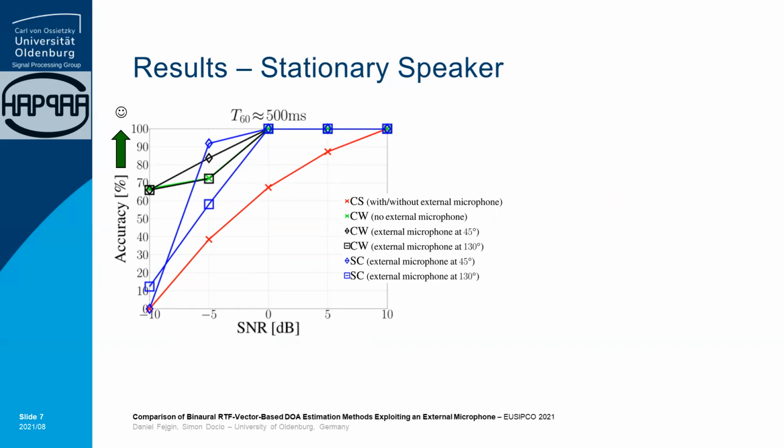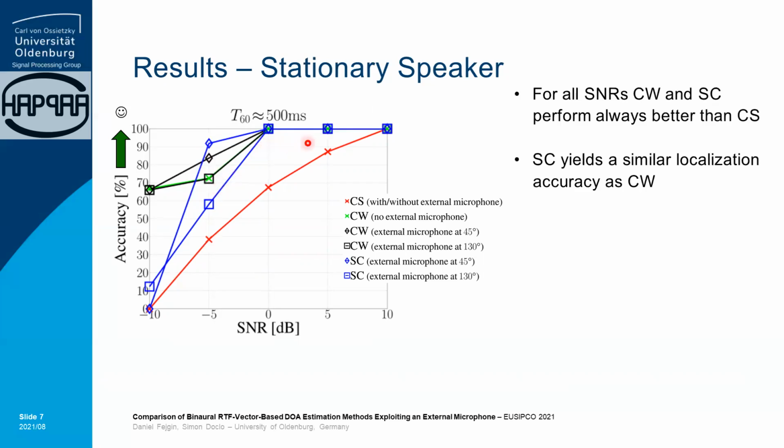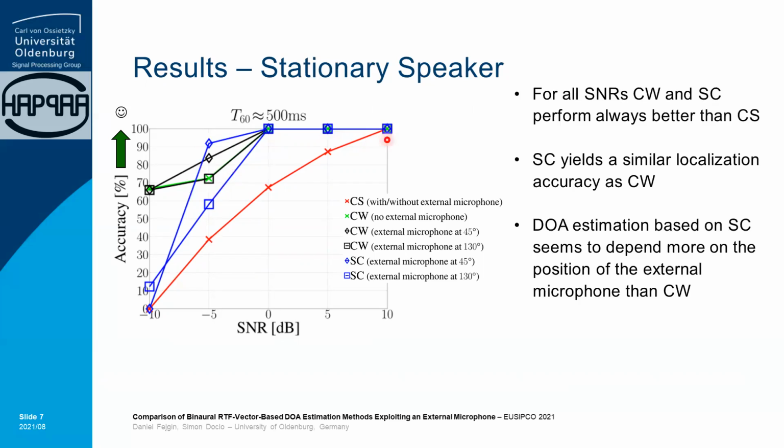Which insights do we find when we have a look at these curves? So first of all, we see that for the complete signal-to-noise ratio range, the performance of covariance widening in black and in green, as well as the performance of the spatial coherence method in blue, is better than covariance subtraction. We also find, when we look first at the non-negative SNR range, that spatial coherence localizes very similar to covariance widening. But we need to say, when we have a look at the negative SNR range, the susceptibility of the spatial coherence method with respect to the position of the external microphone seems to be more pronounced than for the covariance widening methods.